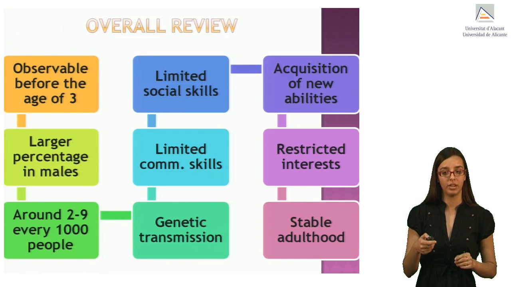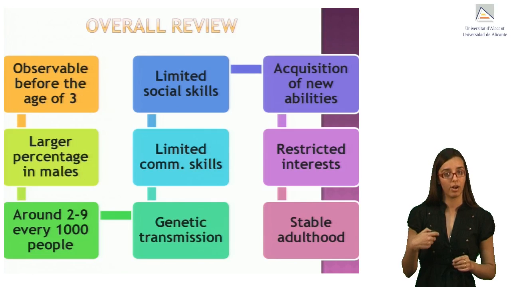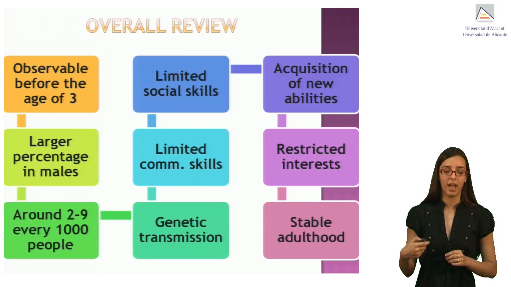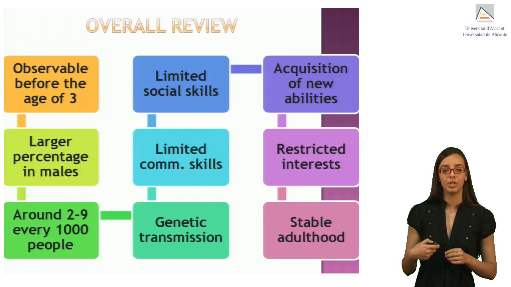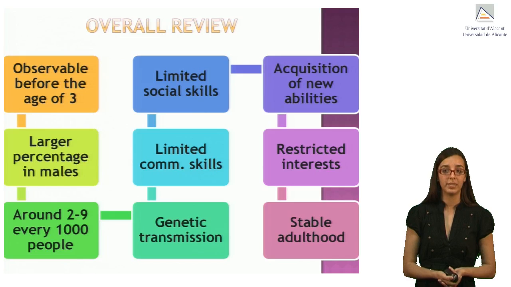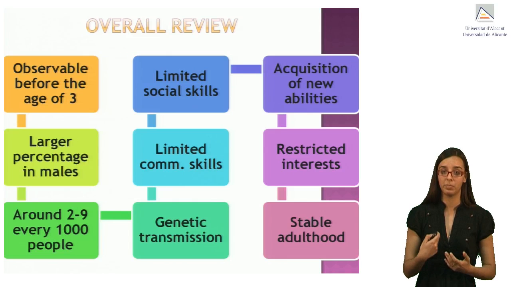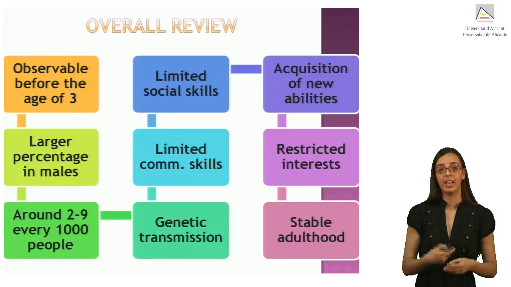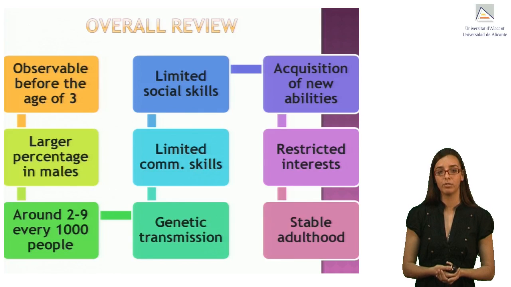The genetic transmission is also important because those who are siblings of people with autism have from 25 to 50% of possibilities, or they are likely to have this syndrome as well. As we have seen, the communicative skills and the social skills are quite limited, but they are capable of acquiring new abilities, and this is why it is important to have an early training and diagnosis as well. Their interests are restricted. We should take that into account in our intervention, and their adulthood is stable.